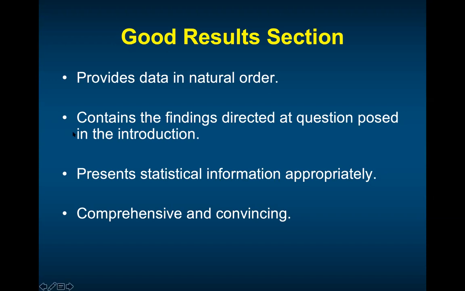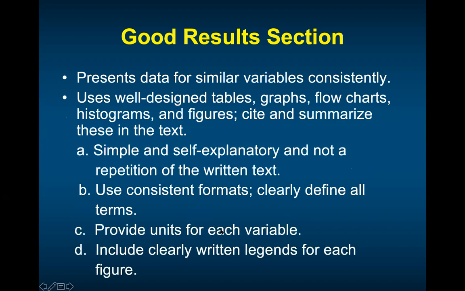So a good results section contains the findings directed at the question posed in the introduction. Remember, you have an objective for the study. So the results section should address the objective of the study. I should feel when I'm reading the paper that the whole paper is trying to address this main question. It should present statistical information appropriately, should be comprehensive and convincing. So a good results section presents data for similar variables consistently.